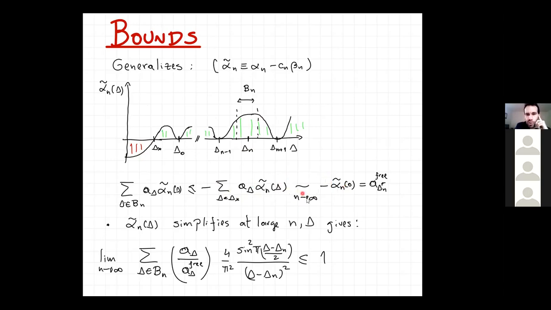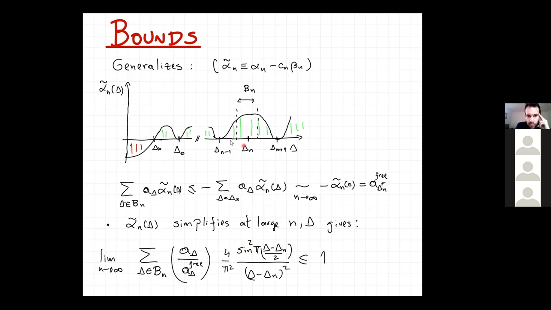So the dominant contribution when you take this delta n very large comes from the identity. And at the same time, when n is large and delta is large, there are some simplifications, and then you get the following bound. It tells us that when you take n to infinity, the sum over states inside this bin of what? So you see, there's this ratio. This is the OP density of your solution divided by the GFF OP density times some simple kernel.